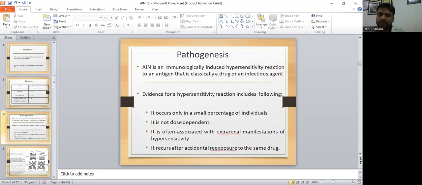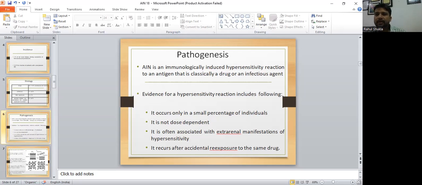Now coming to the pathogenesis. It is an immunologically mediated hypersensitivity reaction to an antigen that is classically a drug or maybe an infectious agent, more commonly a drug. So why do we say that it is a type of hypersensitivity reaction? Because we have a few pieces of evidence: it occurs only in a small percentage of individuals, that we usually see in day-to-day practice, that hypersensitivity also develops in a very few set of patients. It is not dose dependent, so it is an idiosyncratic type of reaction, often associated with some external manifestations like some joint pain, some rashes.